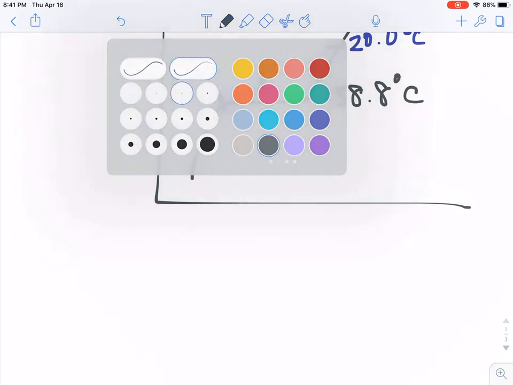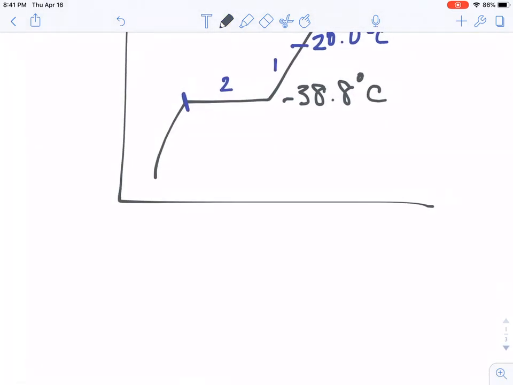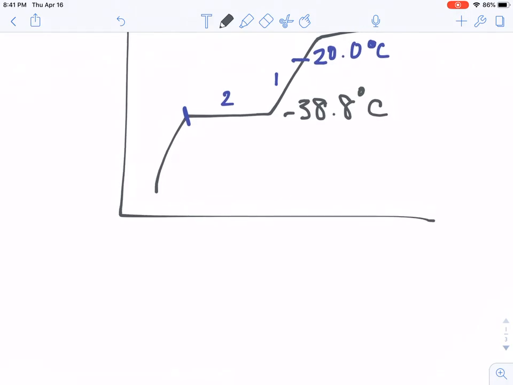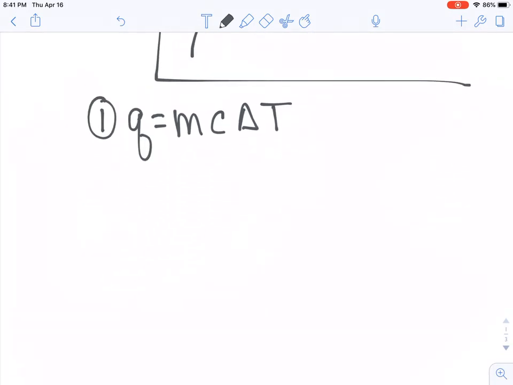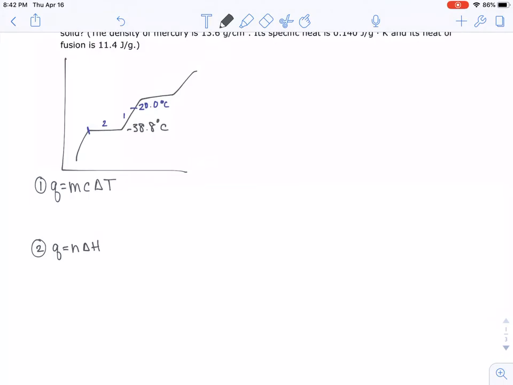All right. So for the first part, I'm going to go from 20 degrees Celsius down to the melting point, which is negative 38. So Q equals mC delta T, all right? And then for the second part, I'm going to actually freeze the mercury. So I'm going to use Q equals n delta H. All right, so I need the mass, the specific heat, and the change in temperature for the mercury.